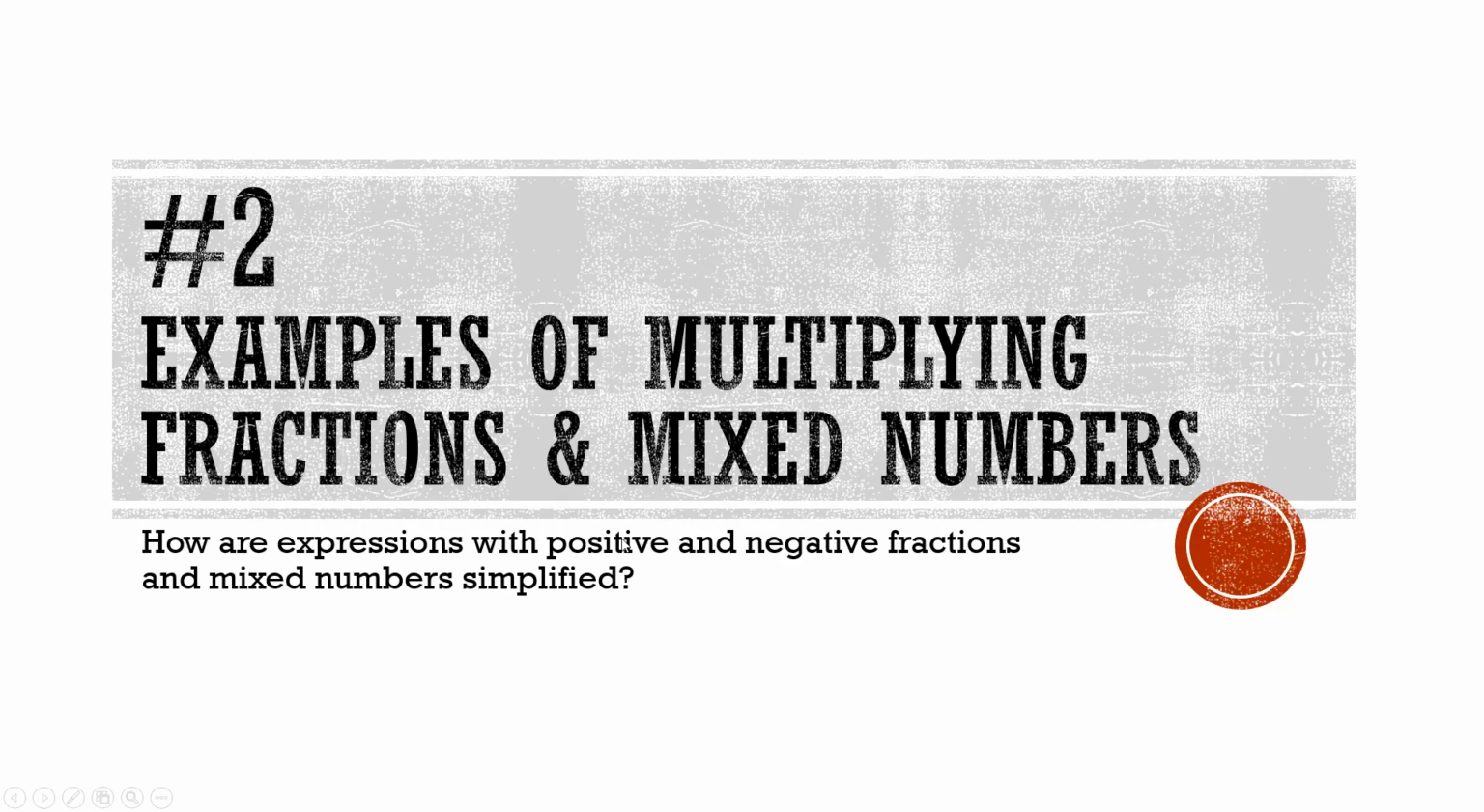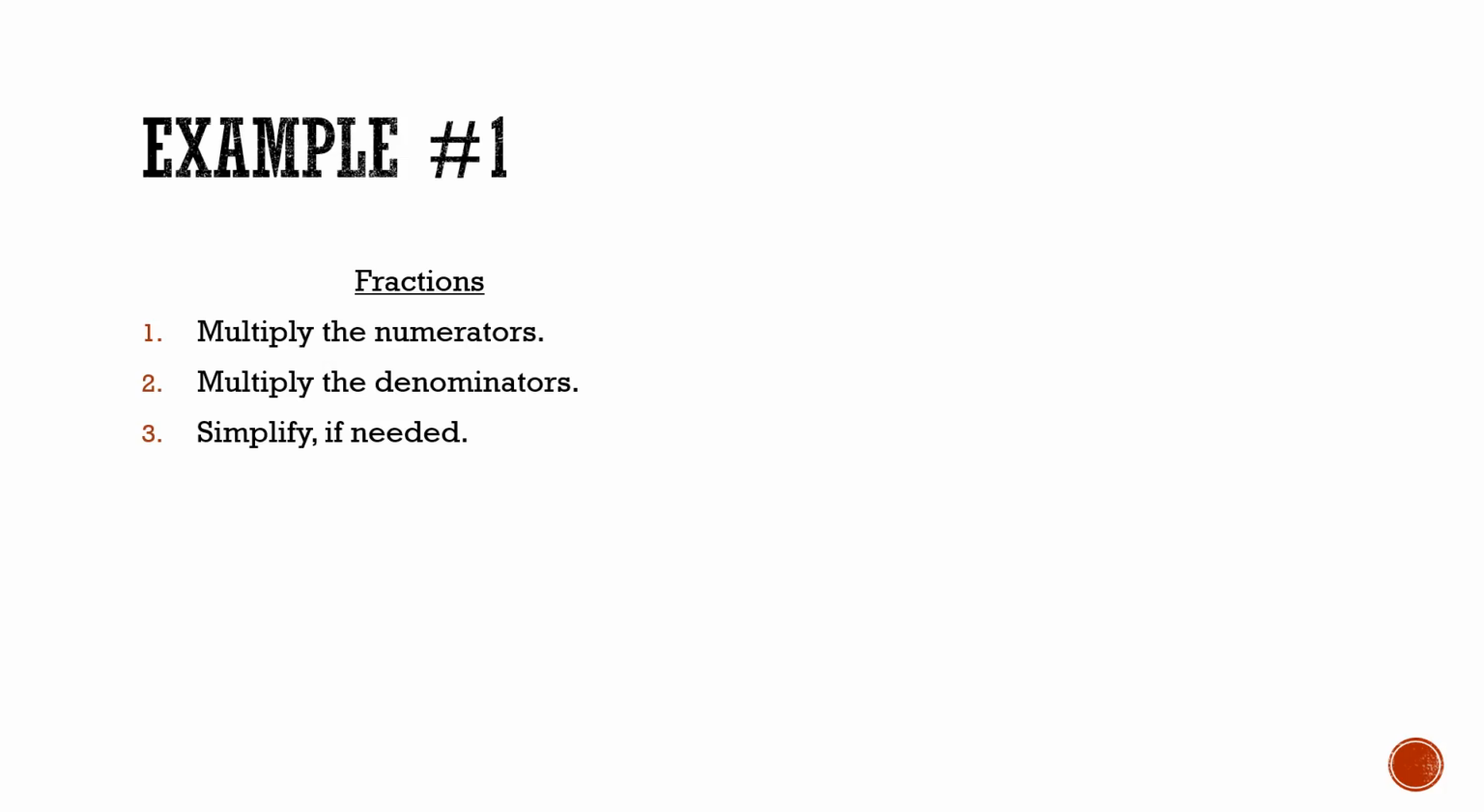So let's look at a few examples of multiplying fractions and mixed numbers. So in this first problem, it's very simple. It's just fractions. There's no mixed numbers. And you could start with multiplying the numerators and then multiply the denominators and simplify at the end.